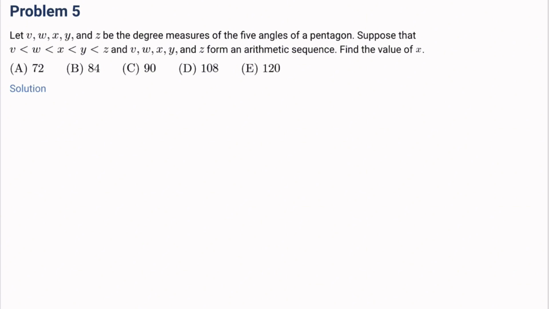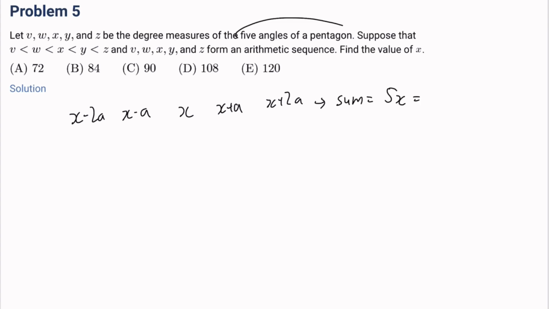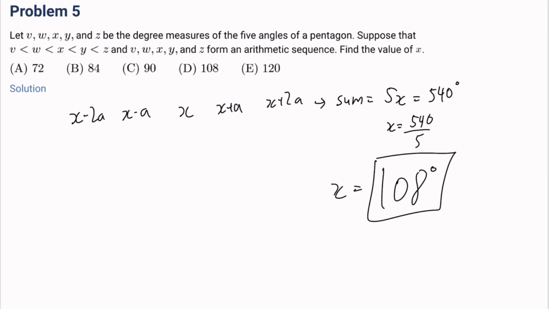Number 5, let V, W, X, Y, and Z be the degree measures of the 5 angles of a pentagon, and suppose that this holds true, and V, W, X, Y, and Z form an arithmetic sequence. Find the value of X. Okay, so since they form an arithmetic sequence, and that's their order, then V, W, X, Y, Z would be something like X minus 2A, X minus A, X, X plus A, and X plus 2A, right? And so their sum is 5x, but that's the sum of the interior angles of a pentagon, which is 540 degrees, right? So x is equal to 540 divided by 5, and so that is equal to 108 degrees. So the answer is D.